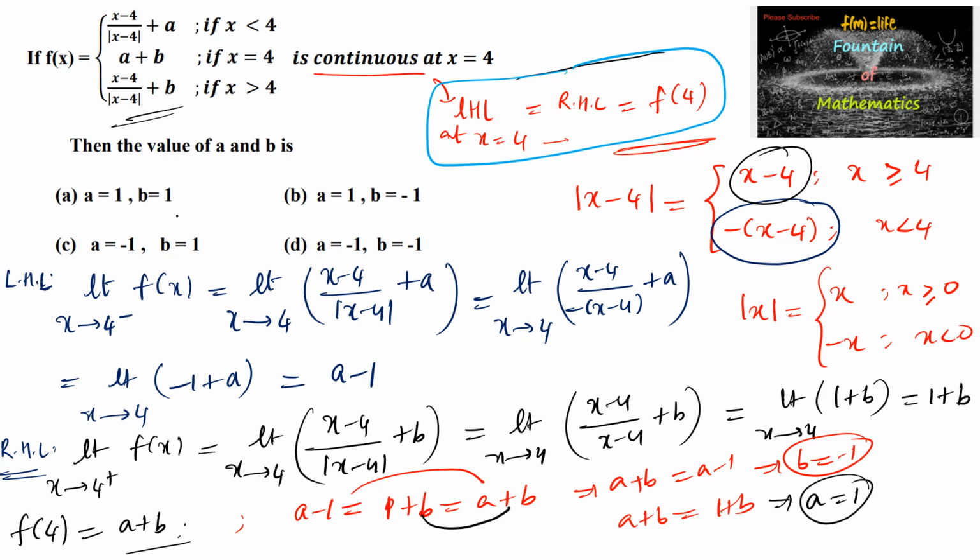We'll get a is equal to 1. So b is equal to negative 1 and a is equal to 1 when the given function is continuous at x is equal to 4. So which is our option? a is 1, b is negative 1, which is option B.